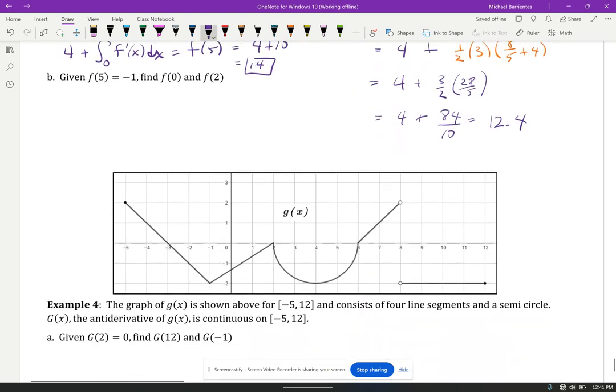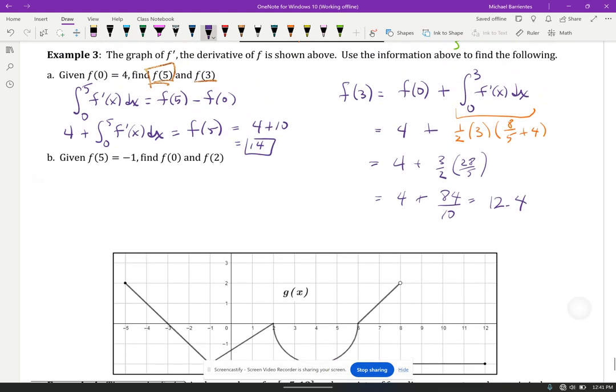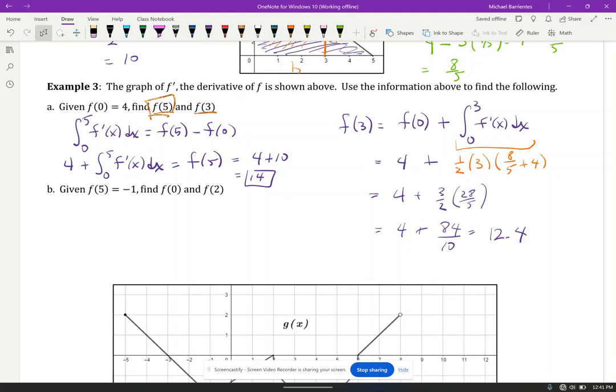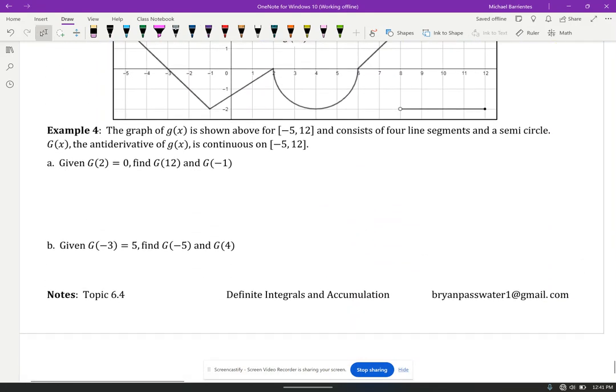And in the next video, I'll do this bottom one. I'm going to skip letter B here because I think we got the idea from these two and letter A. But we'll do one more video for example 4, and then we'll be done with this accumulation model.